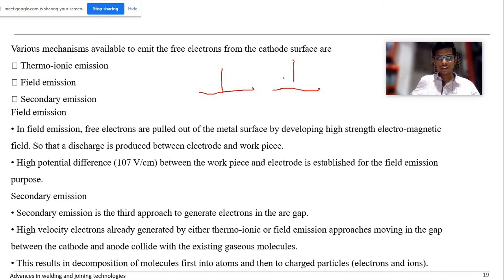First, we'll make it conductive. Once it is conductive, the temperature of the ionized gases, the shielding gases, will increase, and it forms an ionized medium where charged particles will be generated, and they will flow from positive to negative, negative to positive, and because of that, welding will happen. This is the secondary emission. I hope I made it clear.